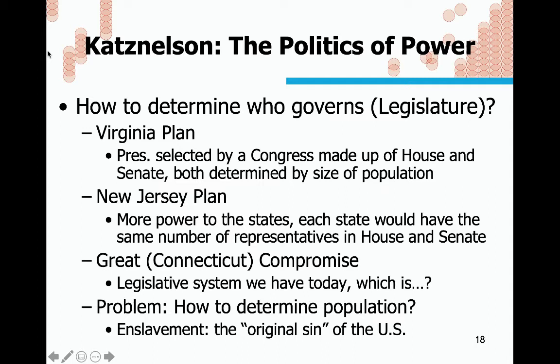But of course, you know, we could easily say the original sin would be the genocide that was ongoing even before enslaved peoples were brought to the United States. But the way to resolve this question of determining the population, of course, was the 3/5 compromise, which counted enslaved peoples as 3/5 of a person. This was to placate the southern slave states to pad their population, because they tended to be less populated than the states of the Northeast.